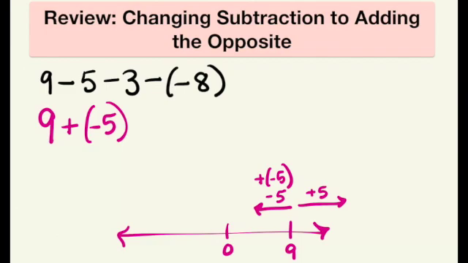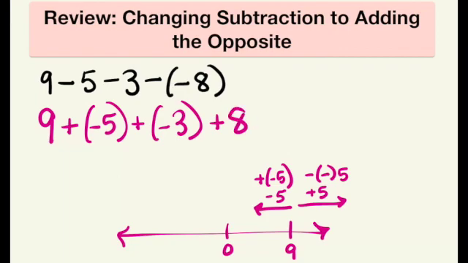The same thing goes for when we subtract 3. Subtracting is the same as adding a negative. So I would add -3. Now here's where it gets a little weird, because I'm subtracting a negative. Subtracting a negative number is the same as adding a positive, because we are adding the opposite, and the opposite of -8 is +8. So subtracting a negative is the same as adding a positive. So this would become +8.